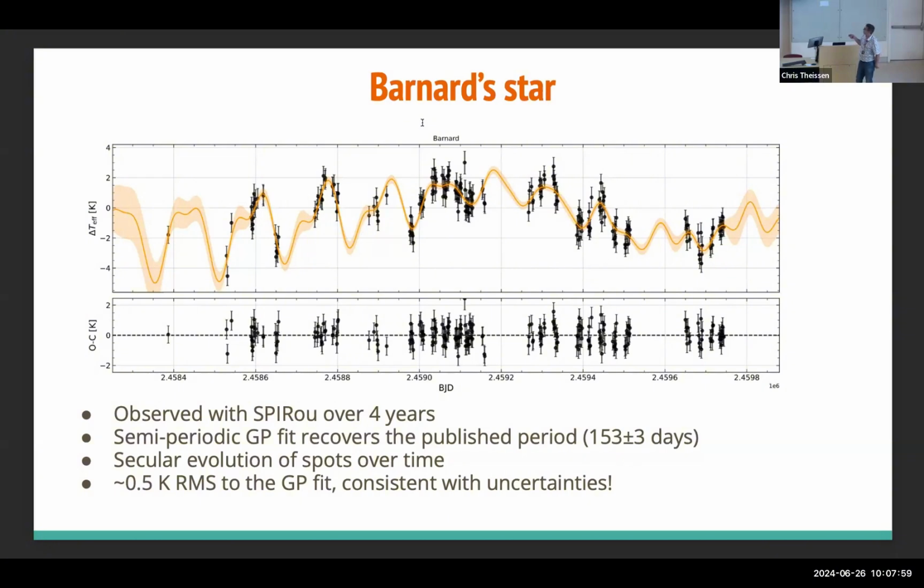You get a rotation period that's basically consistent with HST photometry, with residuals that are about half a Kelvin RMS to that GP fit. So it recovers a published period. There's no new discovery, but it shows that even in the least active M dwarfs, the technique does work. So that was the hard one.